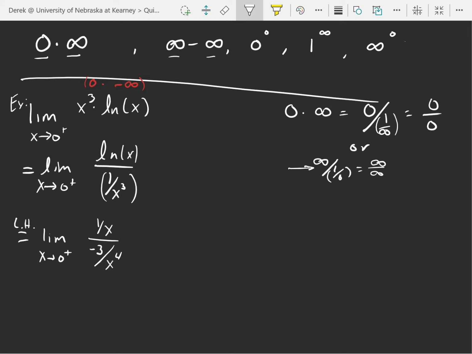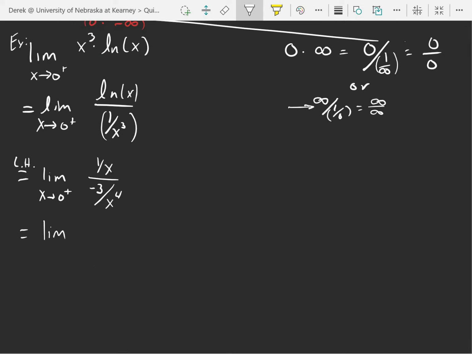And now I can just do some algebra. So I've got the limit as x goes to 0 from above. If I flip this over, I get x to the 4th over negative 3x, which is the limit as x goes to 0 from above. I could use L'Hopital's rule on that if I wanted, because it's a 0 over 0, but I'm just going to do some simple algebra. I get x cubed over negative 3, and that's going to be 0 because that's a continuous function. I can just plug in 0 into that function and get my limit out.